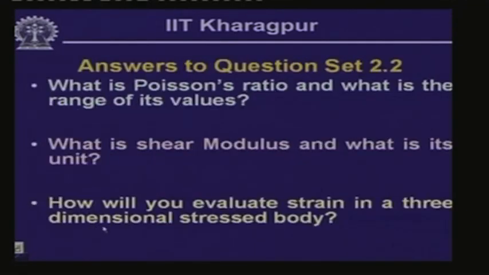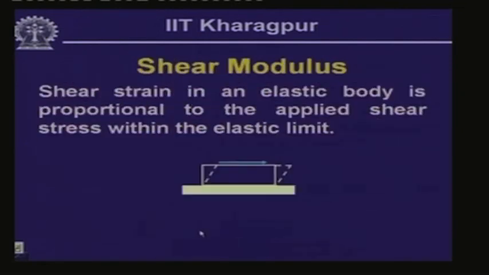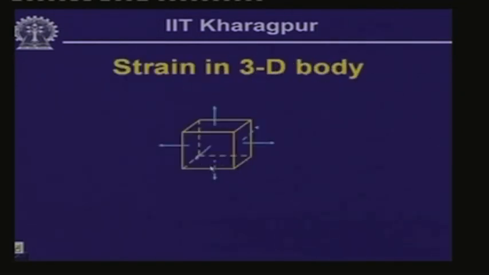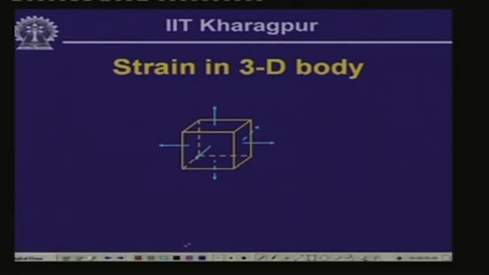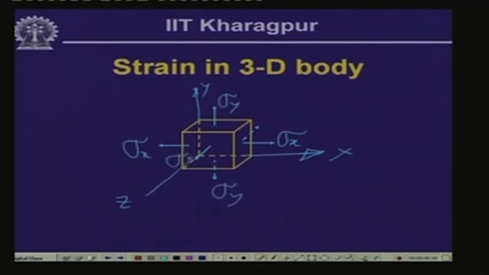Well, the third question is, how will you evaluate strain in a 3-dimensional stressed body? Well, let us look into the body which is subjected to, let us assume that these are the 3 directions, this is x, this is y, and this is z. And correspondingly, as we have defined earlier, the stress components sigma x, sigma y, and sigma z.